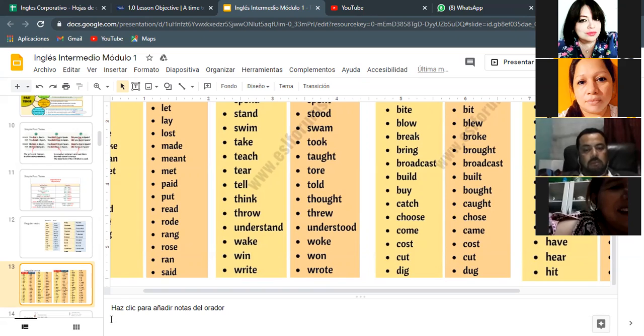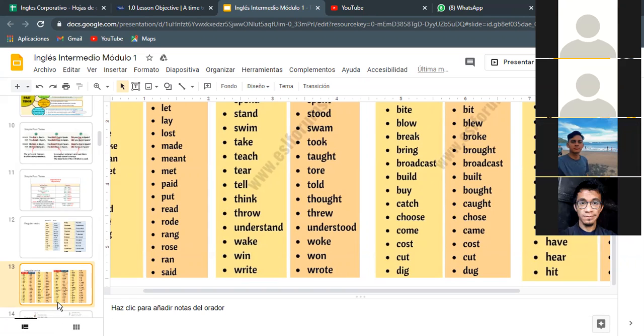Write, what is write? You know what is write, right? Like write down something. So wrote is going to be for, let me see, for Nicholas. She wrote a letter. Very good. She wrote a letter. Okay, since it's kind of late, we're going to continue tomorrow with the other verbs.